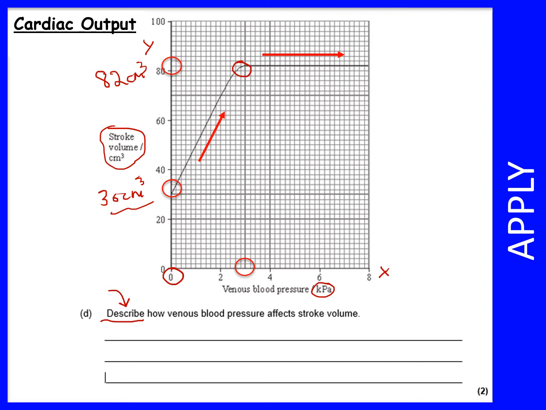However, above 3 kilopascals on the x-axis, what you'll find is that the stroke volume remains at 82 centimetre cubed, even when the venous blood pressure is increased. So we know the stroke volume plateaus or remains constant above 3 kilopascals, at 82 centimetre cubed. And the highest measurement we've got for the venous blood pressure is 8 kilopascals. And you can see that stroke volume at the top there.